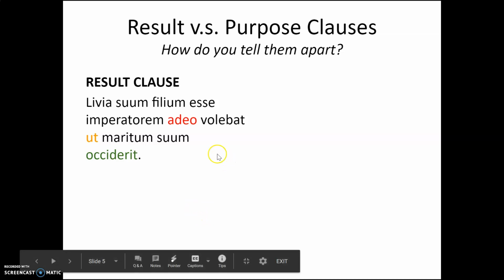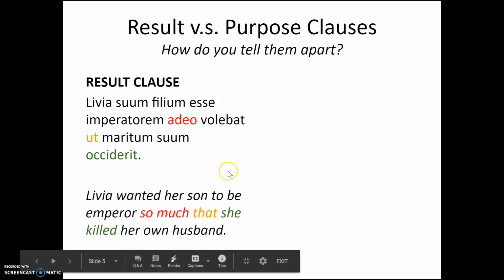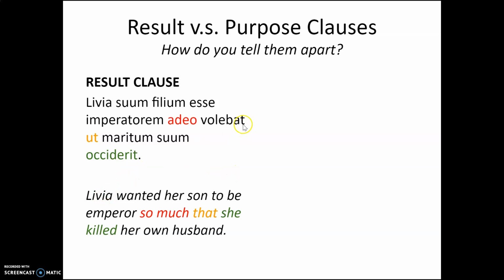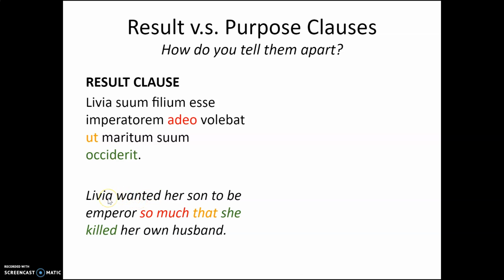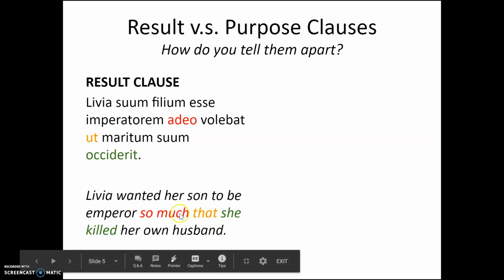So let's see, quid significat, how does that translate? Here we go. Livia volebat, wanted, suum filium, her son, esse imperatorem, to be emperor, adeo, so much that, occideret, she killed maritum suum, her own husband. So her action, so this was the result. The result clause shows the result of her wanting her son to be emperor.